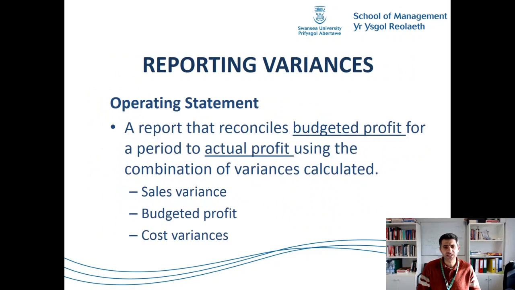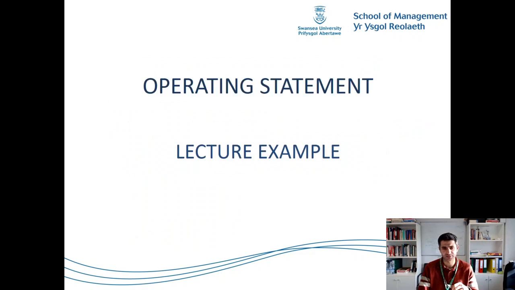Right, now let's come to the operating statements. What we need to do is prepare an operating statement, and this operating statement reconciles the budgeted profit with the actual profit using what? Using the combination of all variances. So when it comes to variances, we need to look at sales variances, the budgeted profit, and all the cost variances, including material, labor, variable overhead, and also the fixed overhead.